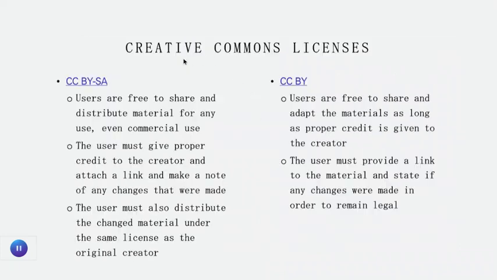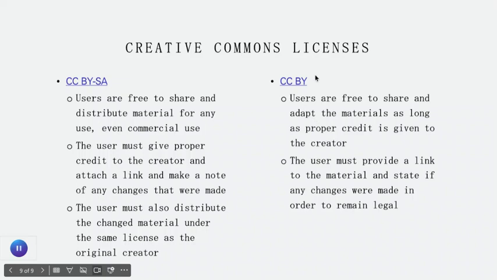So next, I'll talk about the 2 Creative Commons licenses that I chose. First, I chose CC BY-SA, which allows users free access to share and distribute material for any use, even commercial. The user must give proper credit to the creator, and they must also attach a link and make notes of any changes that they made. And they also must distribute the material under the same license as the original creator did.